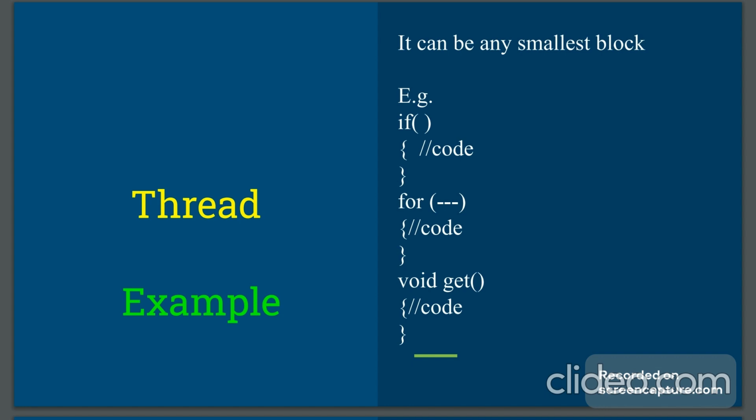A block means whatever statements are enclosed in opening and closing curly braces becomes a block or executable unit. That is known as a thread. Like an if block, else block, for block, while block, do while block, any function that we write in the program with opening and closing curly braces, that becomes a thread because that is the smallest chunk of code that gets executed when the condition is triggered.